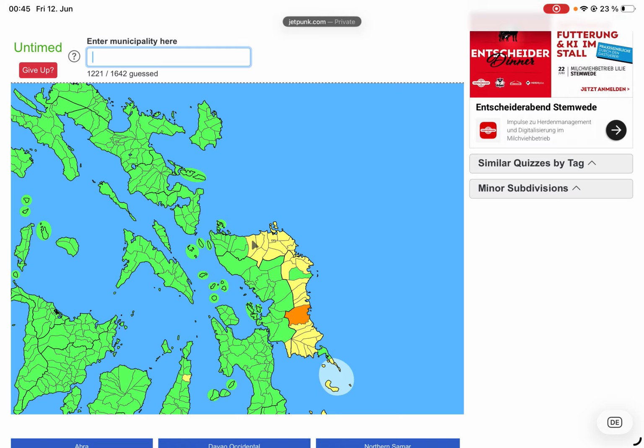We have Biri, Mondragon, San Roque, Pambujan, just Pambujan. This is Silvino Lobos. Then we have Las Navas, Katubig, Lawang, Palapag, Mapanas. Okay. Mapanas, then Gamay, and the last one of northern Samar is called Lapinig.